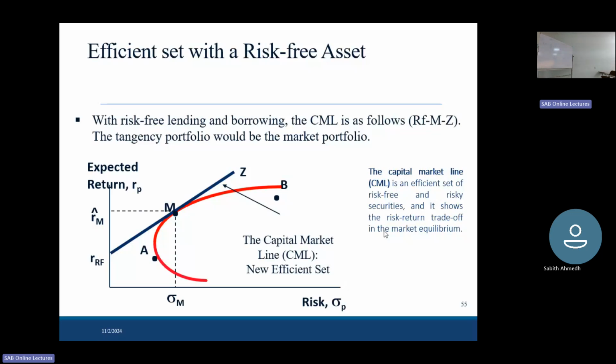This is mathematically constructed. It is very mathematical. If you go to Google and search Markowitz 1957 portfolio theory, these things are there.